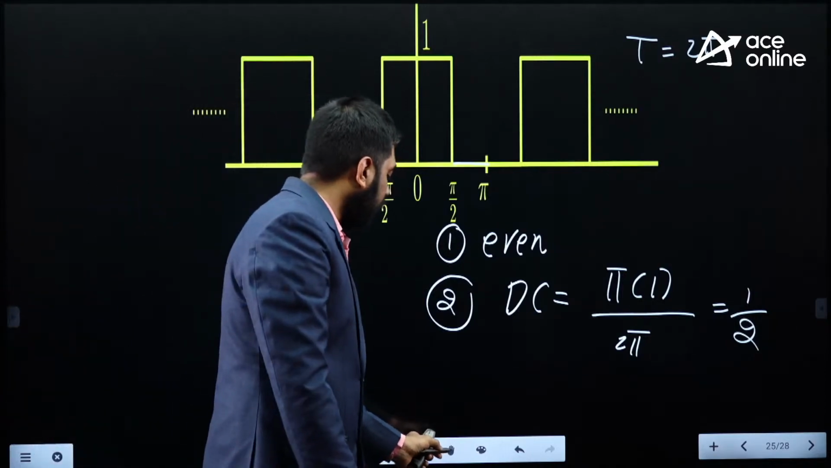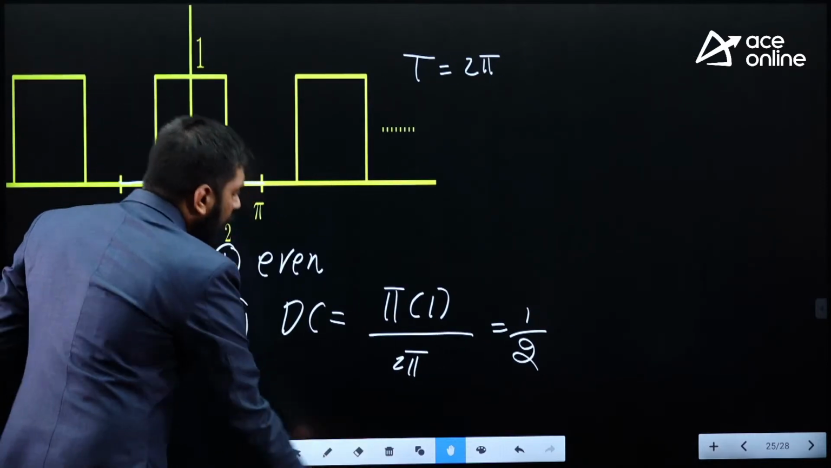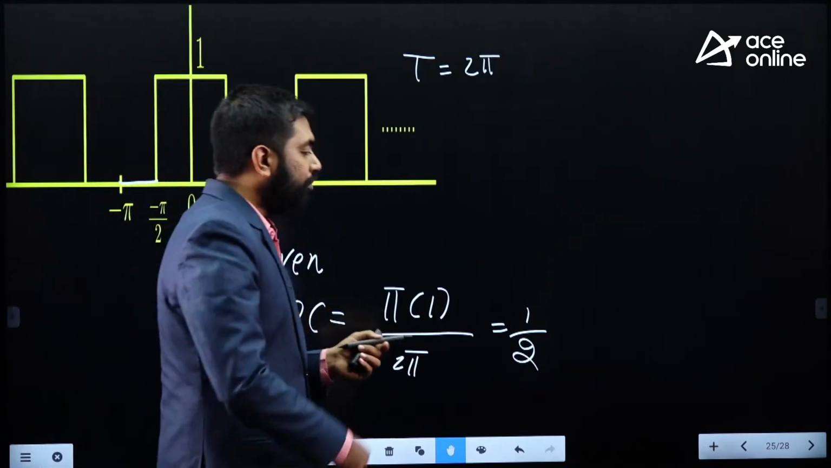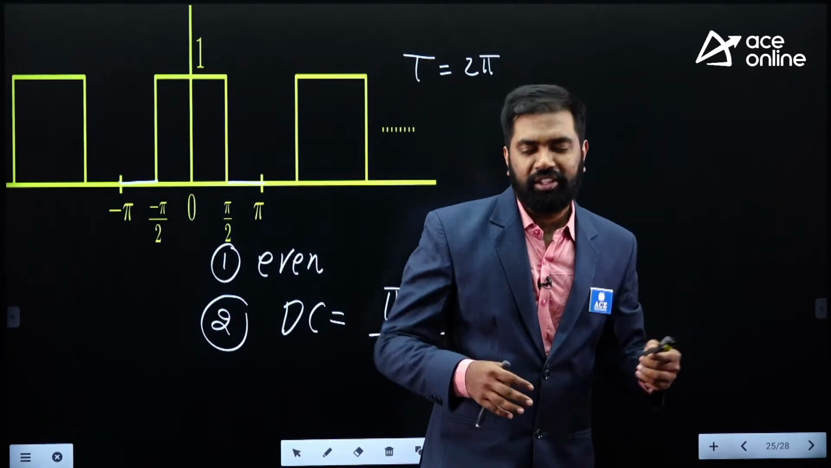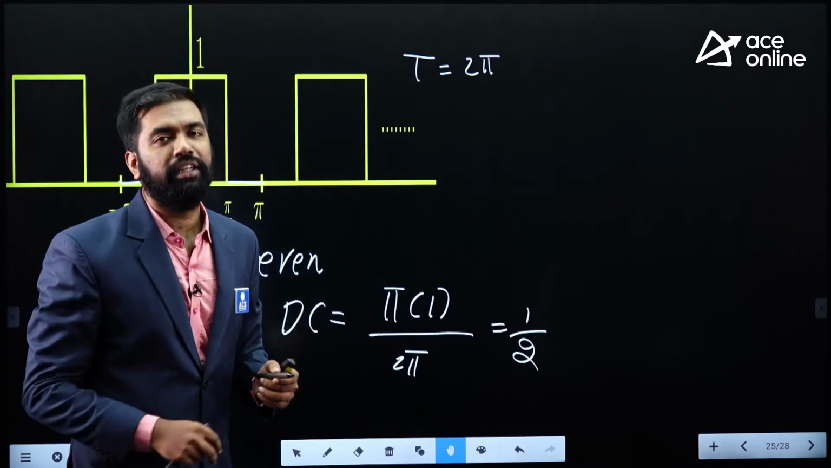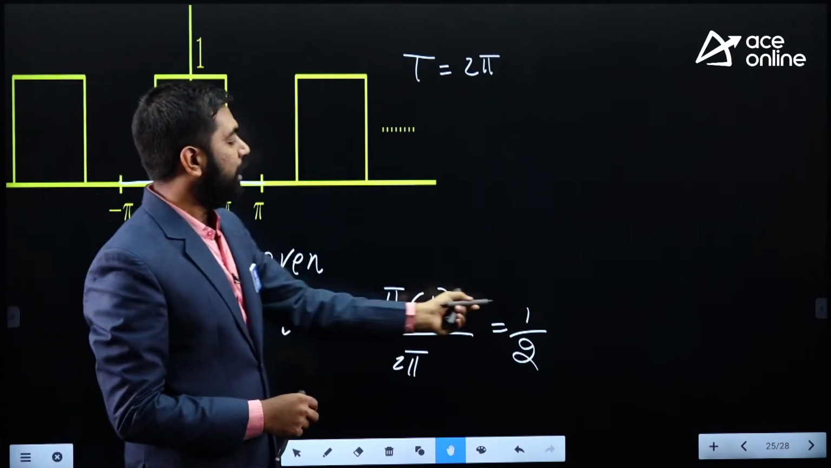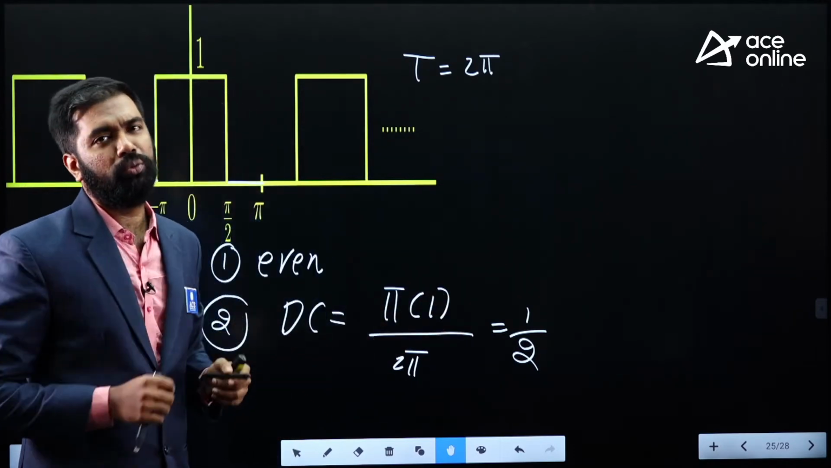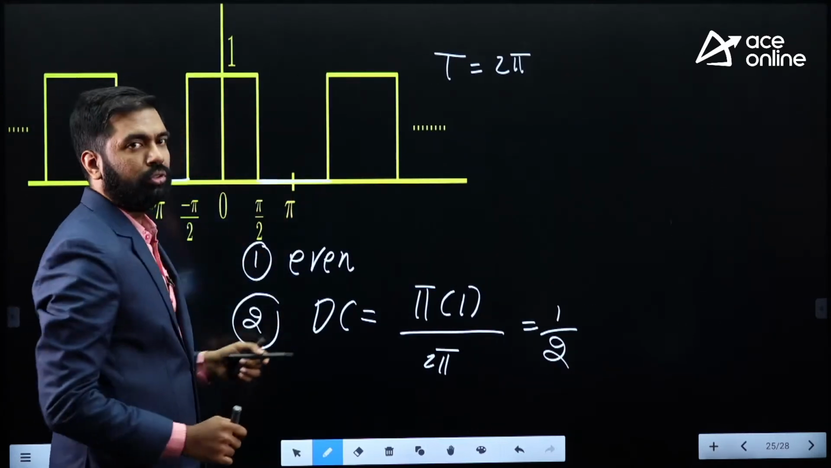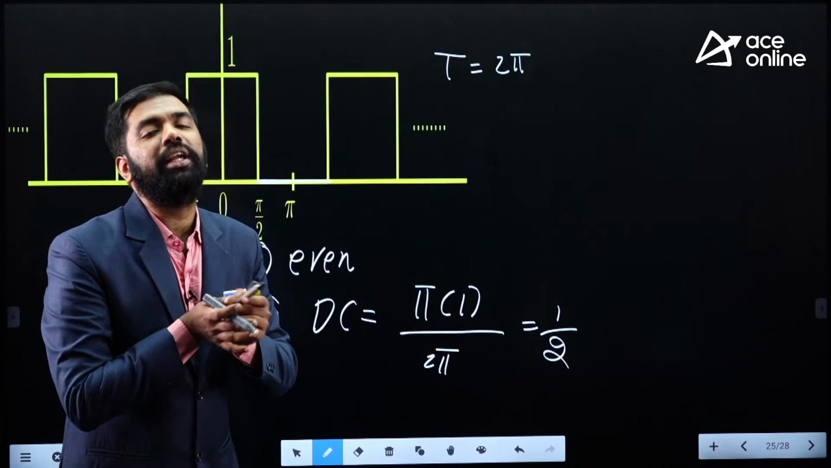To find that interesting point, you are supposed to remove the DC value from the waveform. To find the hidden symmetry especially, you need to subtract the DC value. So how do you subtract? Here it's 1, so what is 1 minus 1 by 2? It is 1 by 2. And here it's 0, so what is 0 minus 1 by 2? It is minus 1 by 2.